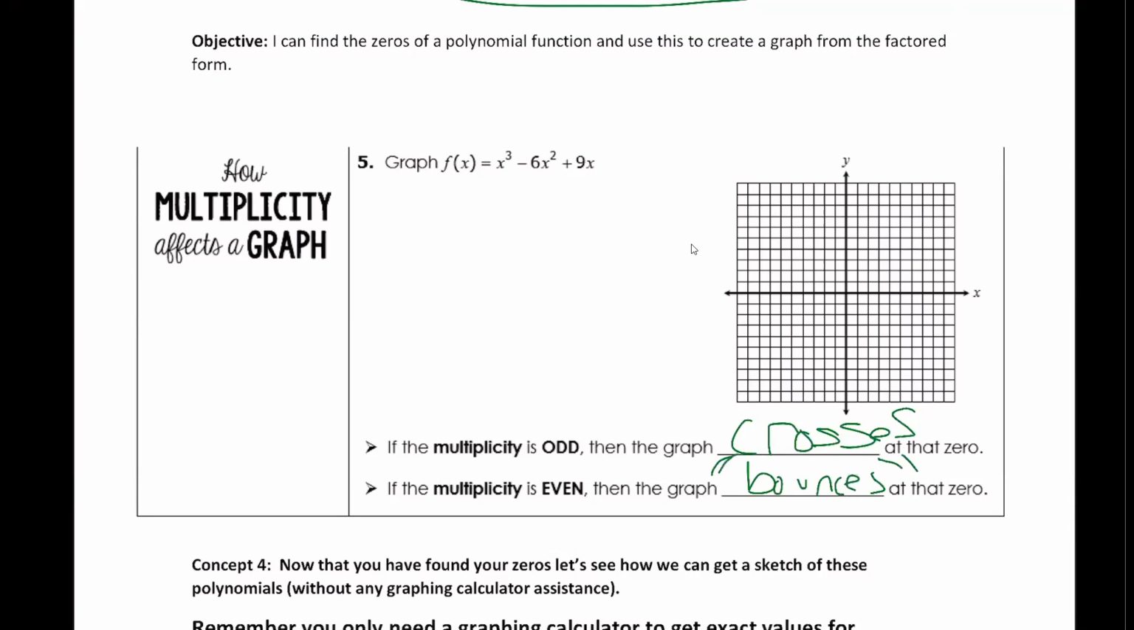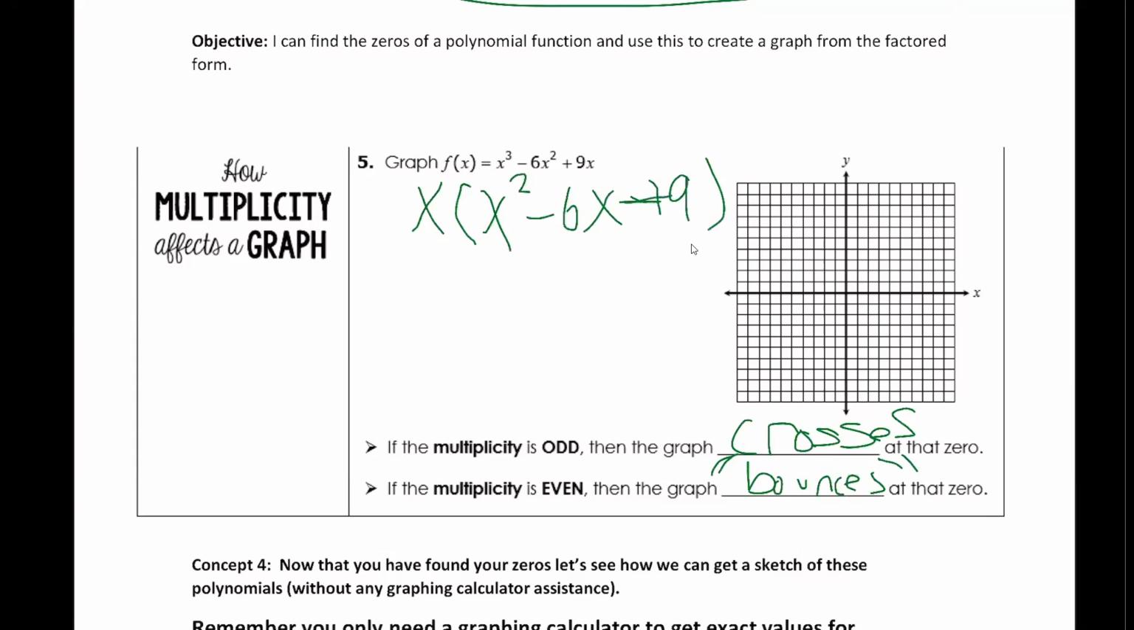So let's see this visually, what I mean. Let's say we wanted to graph f of x equals x cubed minus 6x squared plus 9x. Well, the first thing you want to do is get this into factored form. Eventually we'll look at some problems if this method doesn't work, but you always want to pull out a GCF if possible.